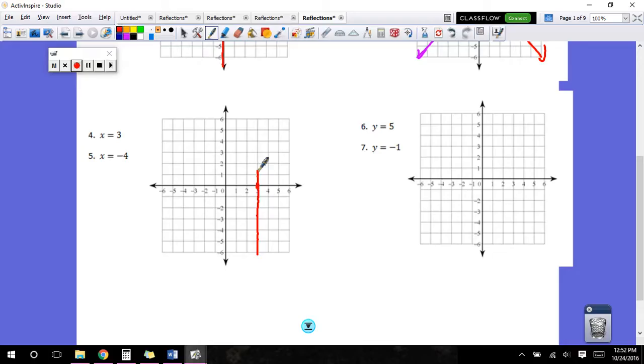But we can try this one here, and we'll test a couple points just to be sure. So if I pick a point up here, and I pick a point down here, 3, 5, I'm looking for the x number. We're looking for it to be 3. So if I pick this point down here, it's 3, -3. Again, we're looking for the x. So this line is x equals 3. Graph x equals -4.